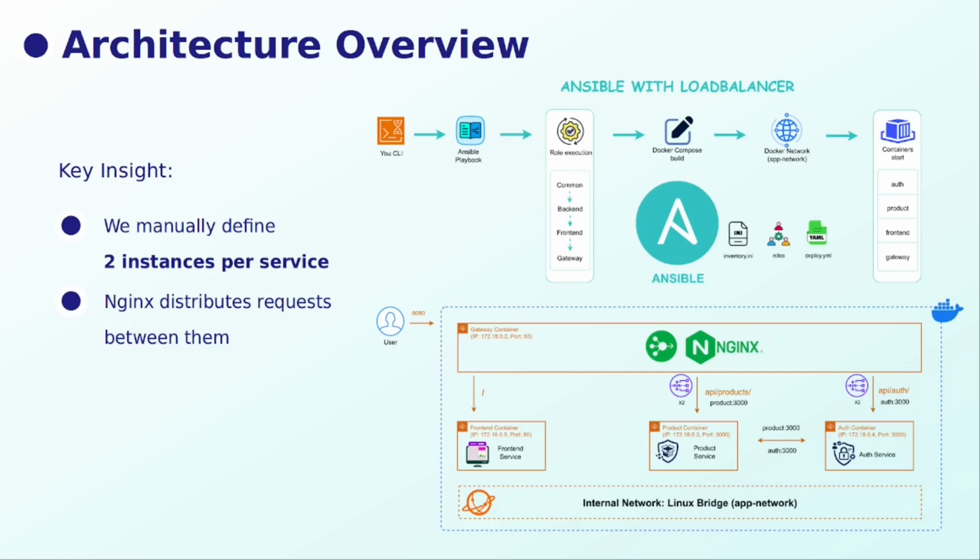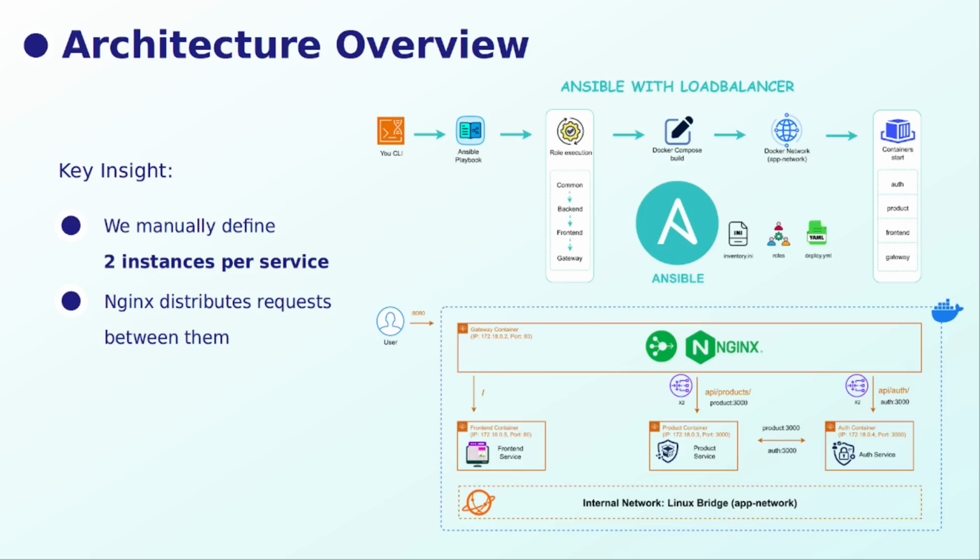Architecture overview. System design. Our system architecture is simple but powerful. We start with the browser, which sends requests to localhost 8080. These requests first go to the Nginx load balancer. From there, Nginx routes traffic to different parts of the system. The front end is served separately, while backend services are divided into two groups, auth and product. Each group has two instances.